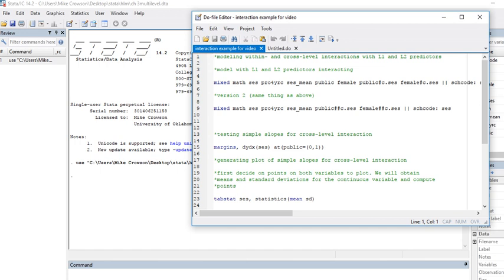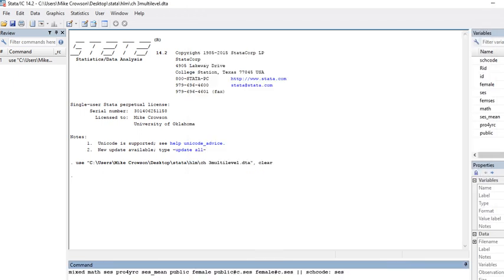So, what I thought I would do is walk you through some different models, the basic models, using syntax. I have it in a do file, but I'm going to walk you through this instead of running it as a batch.